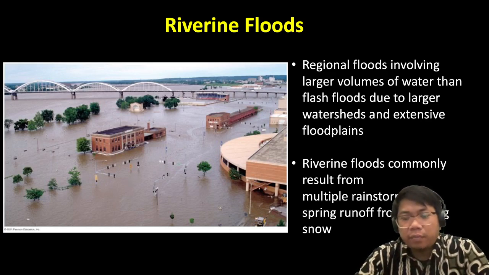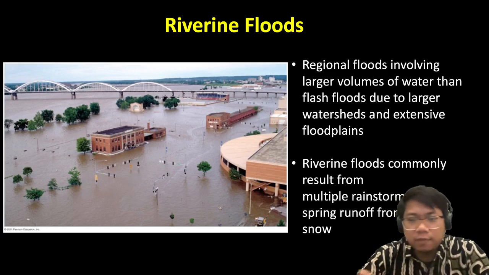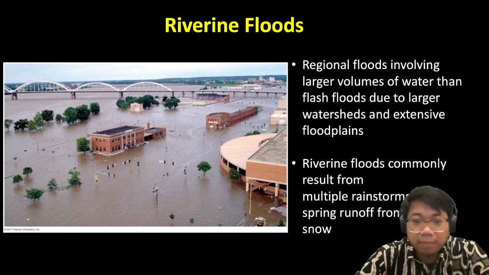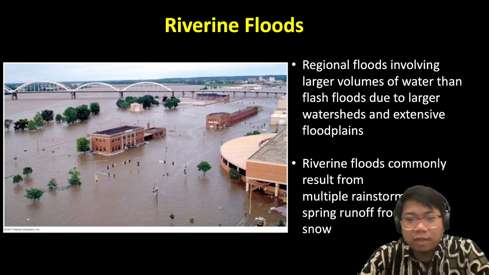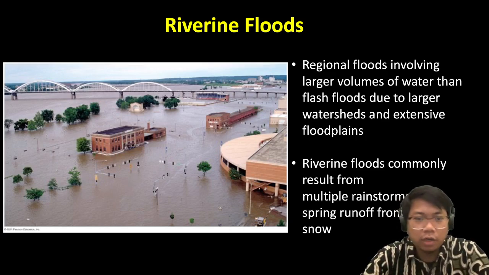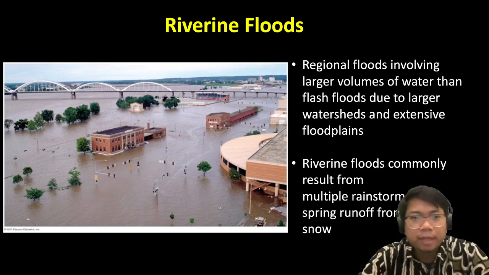Riverine floods are regional floods involving larger volumes of water than flash floods due to larger watersheds and extensive floodplains. Riverine floods commonly result from multiple rainstorms and spring runoff from melting snow. These are basically just the floods that we typically have during storms or during anomalously high volume of water in major rivers.